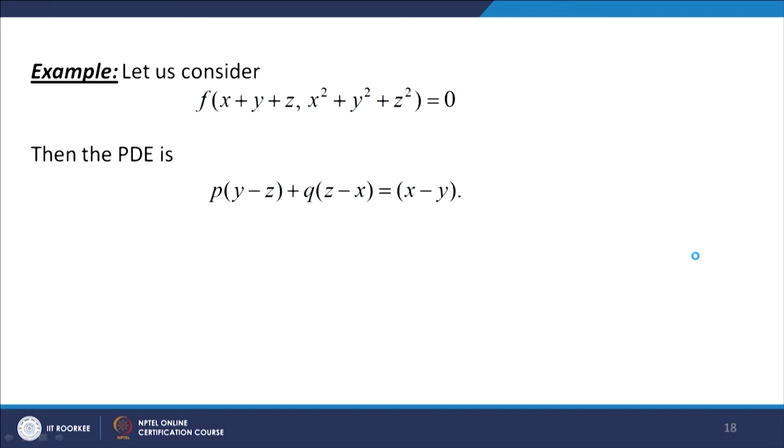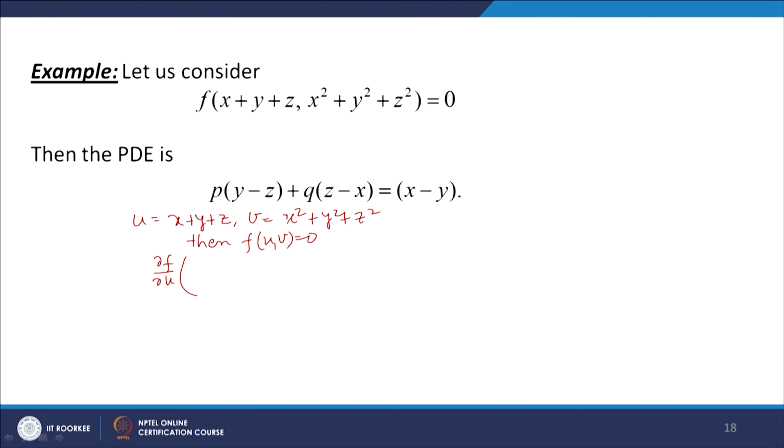Now, let us look at this, f of x plus y plus z, x square plus y square plus z square equal to 0. We have an arbitrary function f here. So, we have to eliminate this arbitrary function f. So, let us take u equal to x plus y plus z, v equal to x square plus y square plus z square. Then f of u, v equal to 0. So, let us differentiate this equation f of u, v equal to 0 with respect to x. What we get?